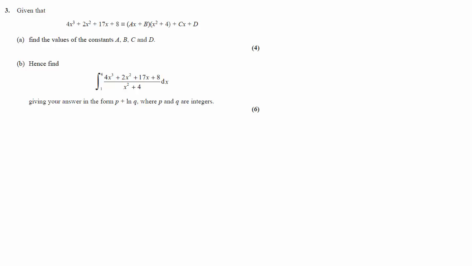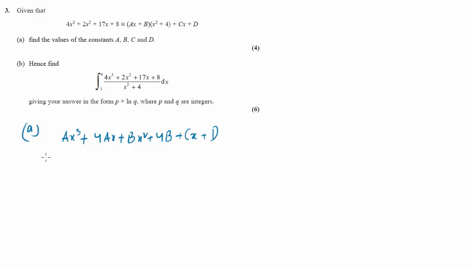This question might look like partial fraction, but actually it's not. It's just simple algebra. So we can just multiply the right hand side, and it would be ax into x squared is ax cubed plus ax into 4 is 4ax. Then b into x squared is bx squared. Then b into 4 is 4b. Then plus we have cx plus d.